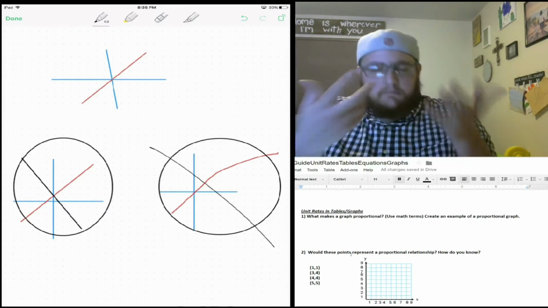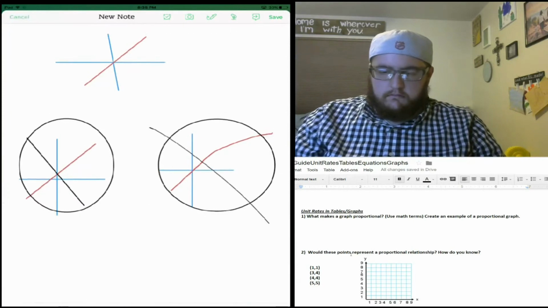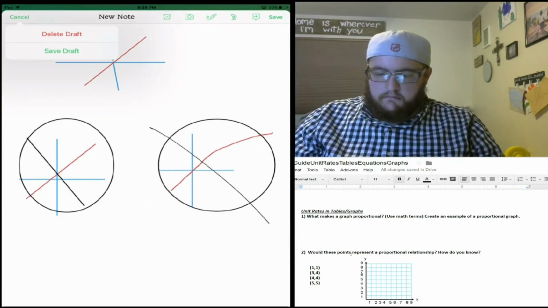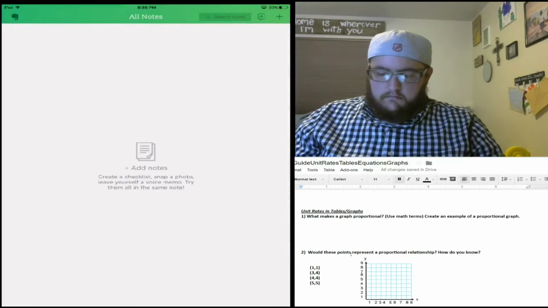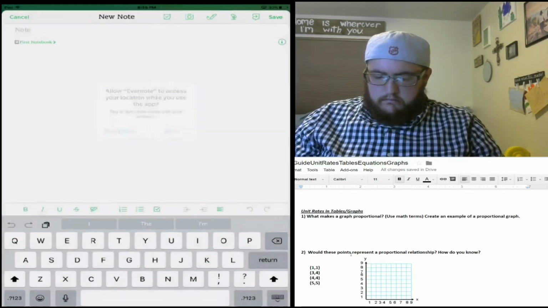So our answer to the first one, a graph that is proportional, the top one would be an example of that. So now, what would we write as a definition for what makes a graph proportional? Oh, whoops, I think I closed my notes page. Sorry about that.